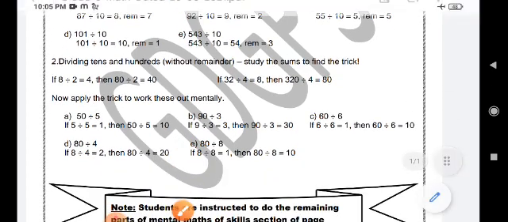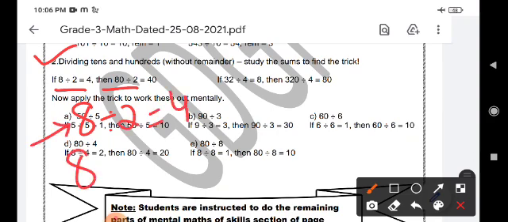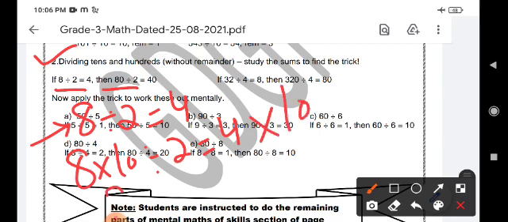Now second one, divide tens and hundreds without remainder. Study the sums to find the trick. If 8 divided by 2 is equal to 4, the question is making you understand the trick. Then 80 divided by 2 is equal to 40. If 8 divided by 2 is equal to 4, when you multiply your dividend with 10, that means you have to multiply your quotient also with 10. If here it is 80, then your quotient will turn into 40.